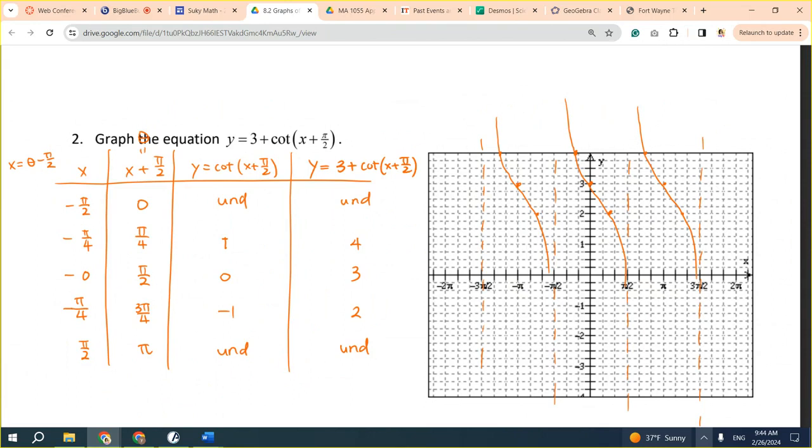Everybody understand? So negative pi over 2 here, undefined. So put a dashed line here. And then we have negative pi over 4, which is here. Then we get 4 is here. And then 0, we get 3. And pi over 4 here, we get 2. And then pi over 2, undefined.